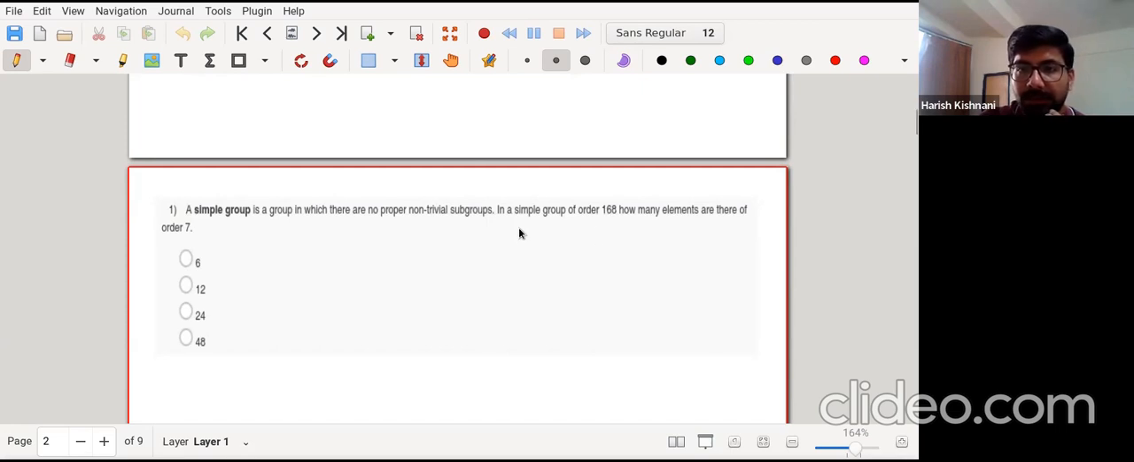So it is a very general result. You are just given the order of the group and the fact that it is a simple group. You need to calculate how many elements of order 7 it has. So an explicit, exact number you have to find.